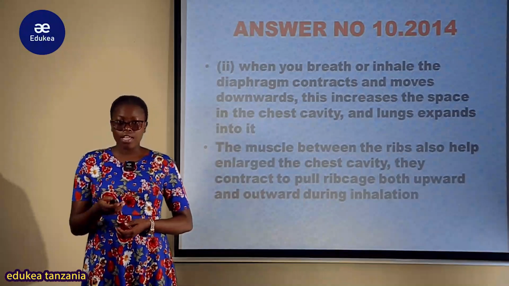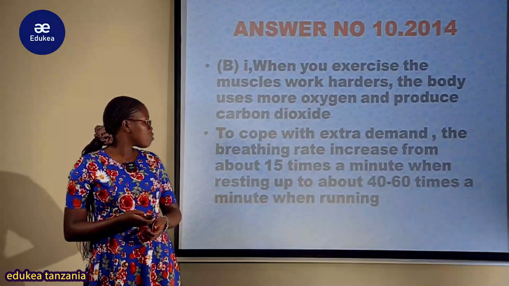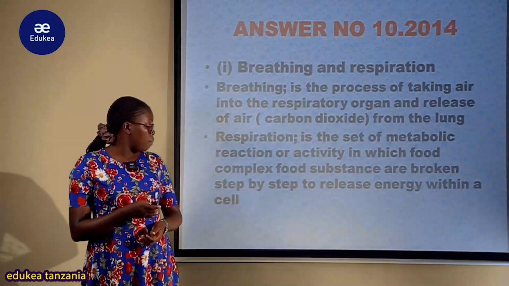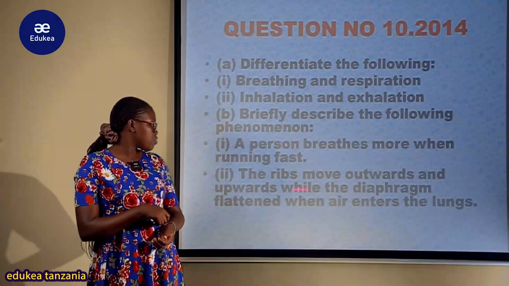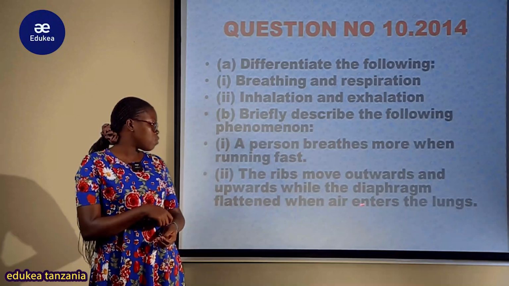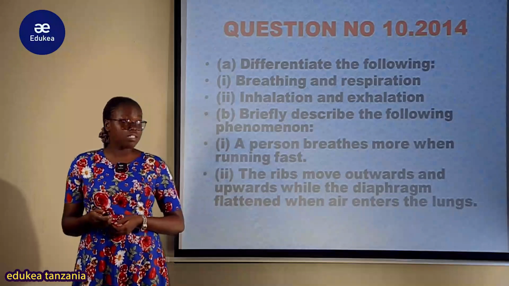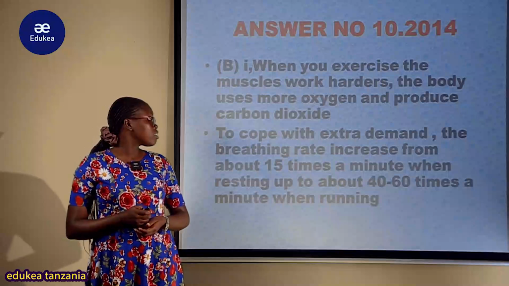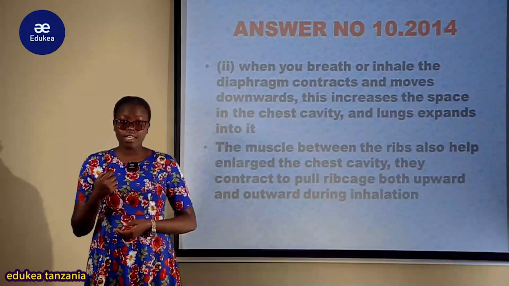In this way, as we were asked, the ribs move outward and upward while the diaphragm flattens when the air enters into the lungs. So this is the reason why this event takes place.